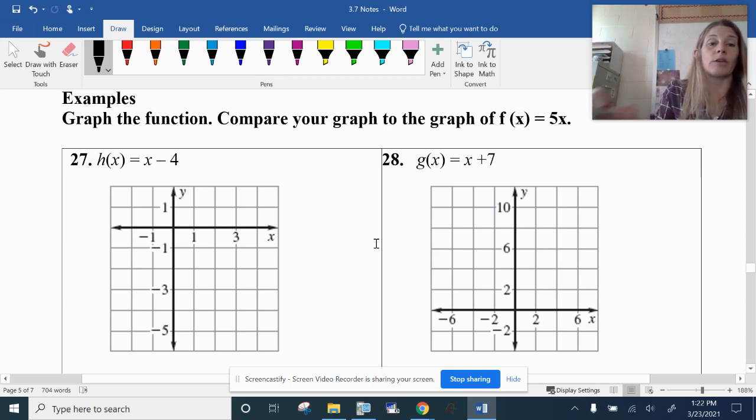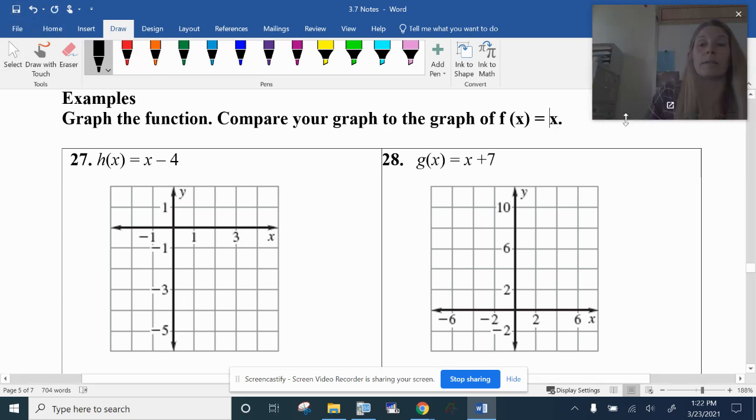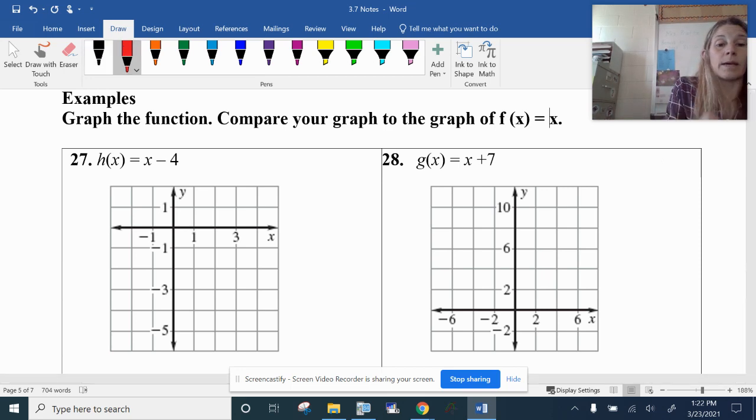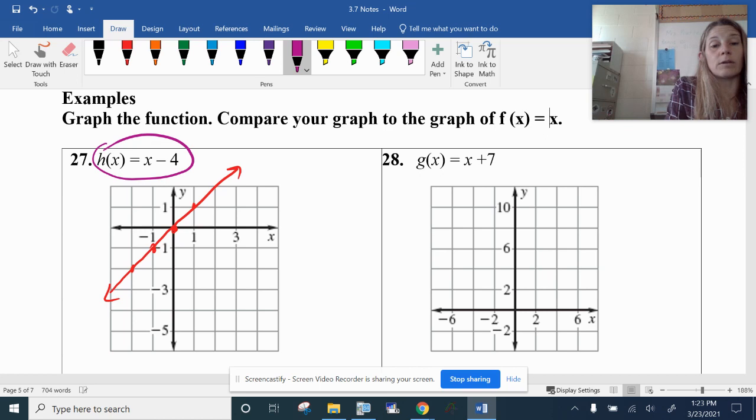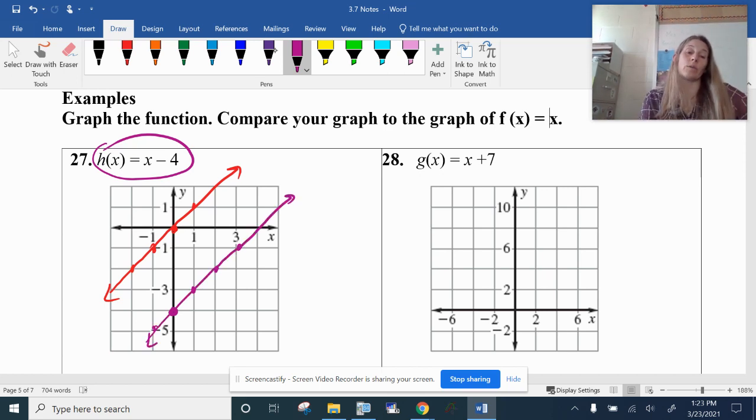Okay, so this time it says graph the function, and compare your function to the graph of f of x equals x. So again, my parent function, I'm just going to continually use that same parent function. And then this time, I'm going to graph this one here. So I'm going to go to negative 4, and then up 1 over 1, up 1 over 1, and so on. And just like the last problem that we saw, since the slopes for both of these would be the same, but the y-intercepts were different, these would be parallel.